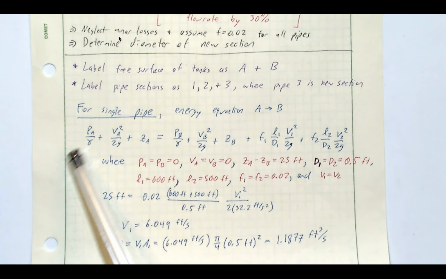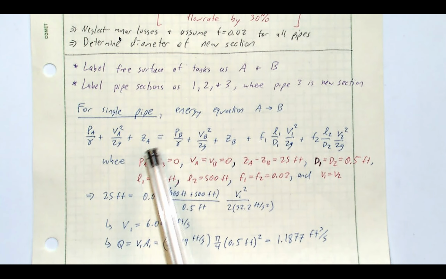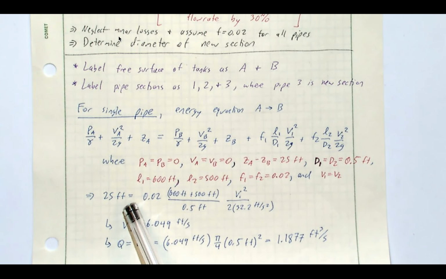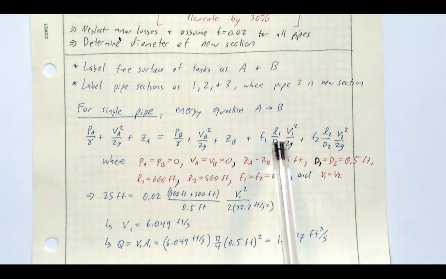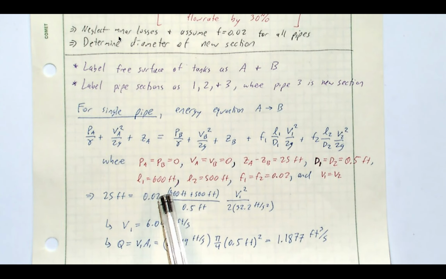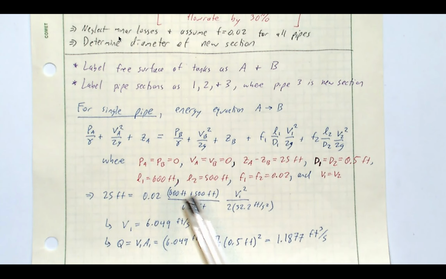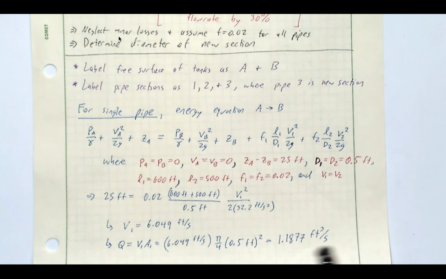So if we simplify this, we're going to cancel, cancel, cancel, cancel. All that's left on the left-hand side is just the height, the difference of ZA minus ZB, which is 25 feet. And then we can combine our major losses here because everything is the same except the length of the two pipes. So they both have the same f value. They both have the same D diameters. They both have the same velocities. 2g is obviously the same, but the 600 feet and 500 feet are just added together. Solve this for velocity to be about 6 feet per second, and then we can multiply that by the area, which is pi over 4 d squared, to get the volumetric flow rate for the single pipe system.